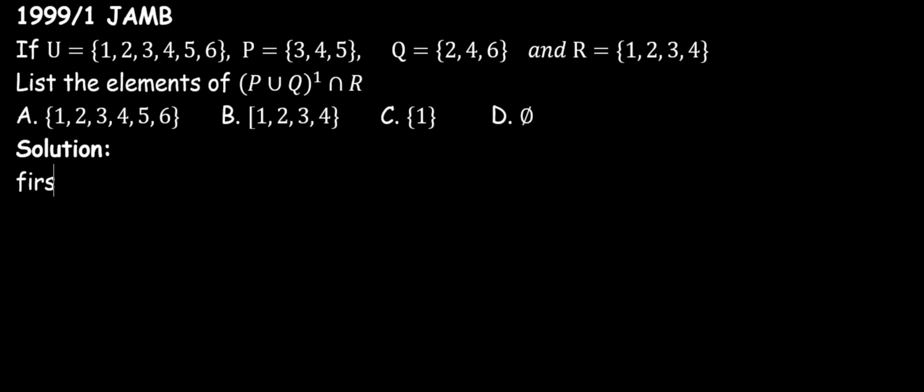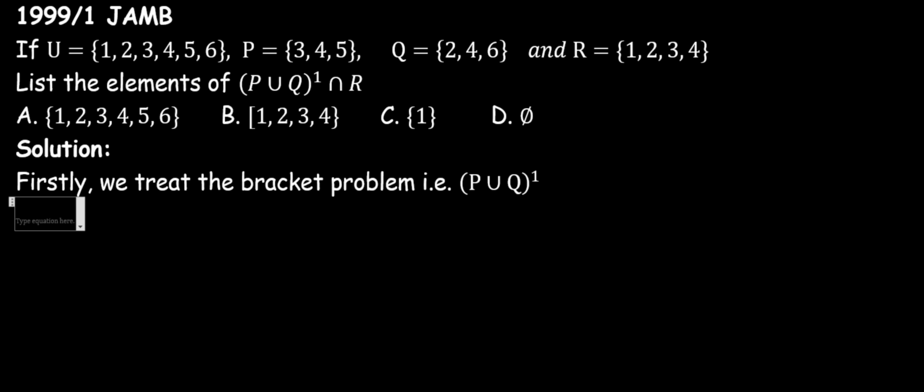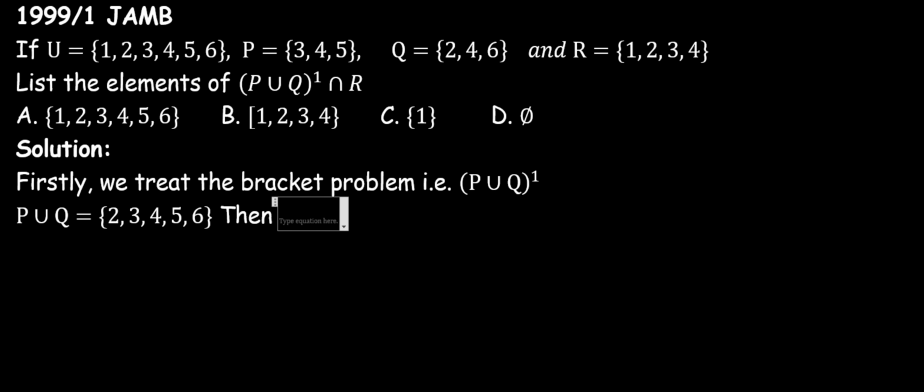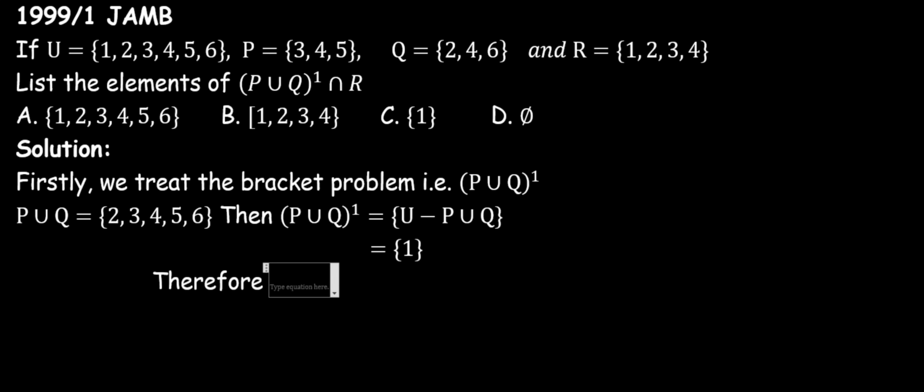Firstly, we treat the bracket problems, that is (P ∪ Q)'. And we know that P ∪ Q is equal to combining both elements in P and Q without repetition. That is 2, 3, 4, 5, 6. Thus, (P ∪ Q)' will be equal to the universal set minus P ∪ Q, and that is equal to 1. Therefore, (P ∪ Q)' ∩ R will be equal to 1. Reason being that 1 is a common element between (P ∪ Q)' and R.